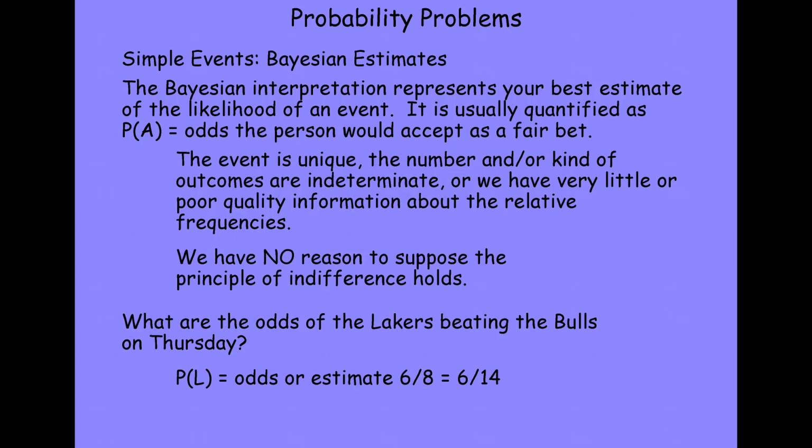So we would then say, well, how many times do we think they'd win versus how many times do we think they'd lose? And that's how we'll calculate the probability. So if we say, I'll give you 6 to 8 odds, then we're saying 6 times we think that they'll win and 8 times they'll lose. So 6 over 14. So 6 plus 8 is 14.